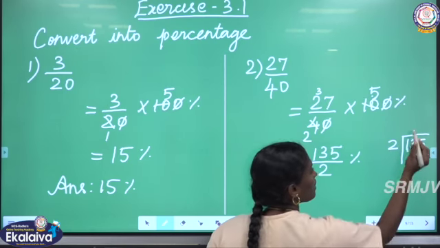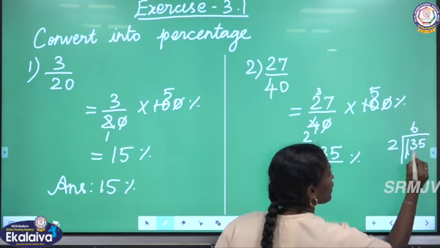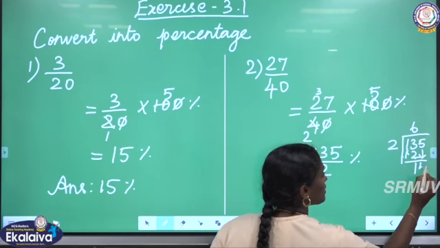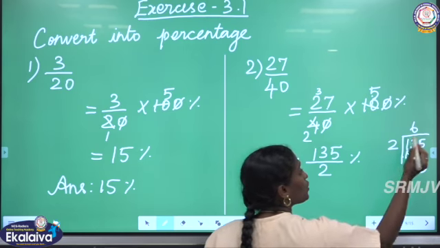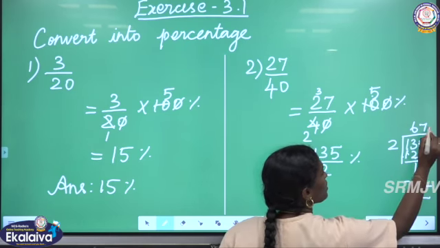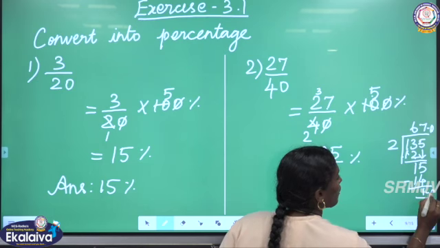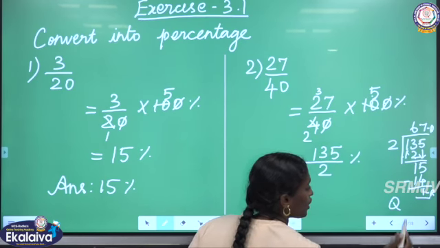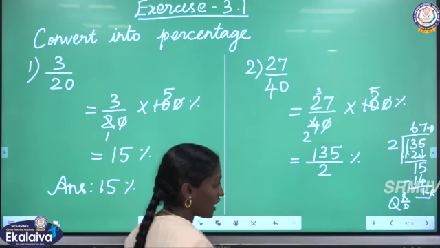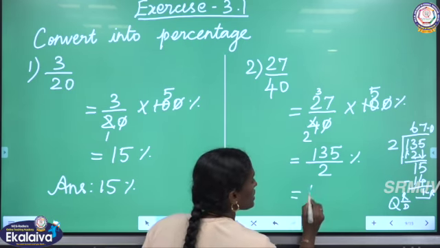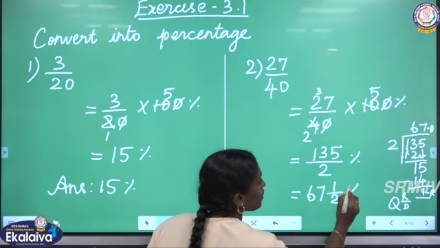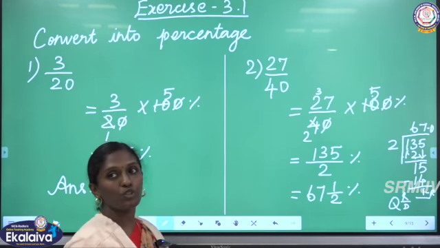Here, in 13, 6 times 2 is there. 6 2s are 12. Now we have to subtract 13 minus 12, 1. Now we have to take the next digit 5. In 15, 2 7s are 14. Now we have to subtract, 1. So 67 is the quotient. 1 is the remainder. Now we have to write the quotient as the whole number part and remainder by divisor as the fractional part. So quotient is 67, remainder 1 by divisor 2. So, the answer is 67 1 by 2 percentage.